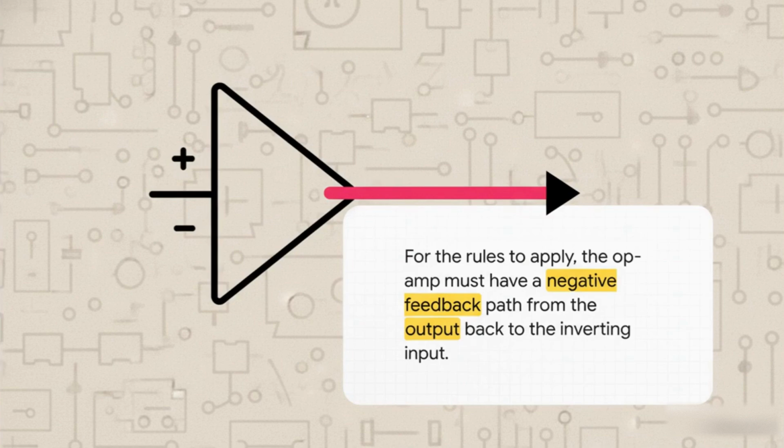All this means, really, is that there's a path, a connection, from the output terminal right back to that inverting input. This feedback loop is what lets the op-amp constantly adjust itself, keeping everything stable and predictable. And as long as that feedback loop is there, our 2 golden rules are good to go.